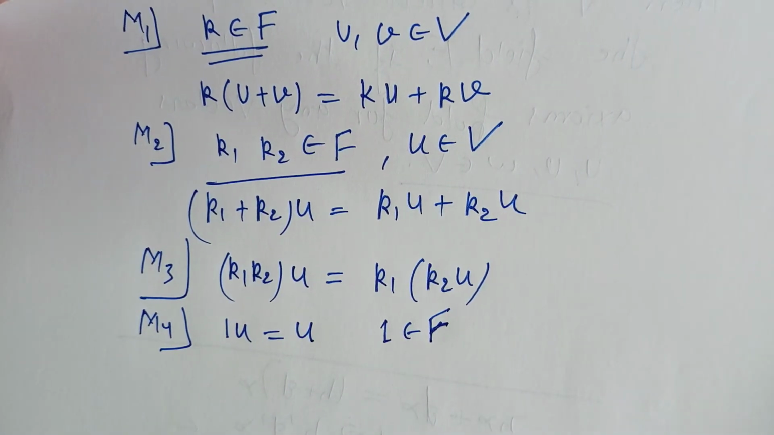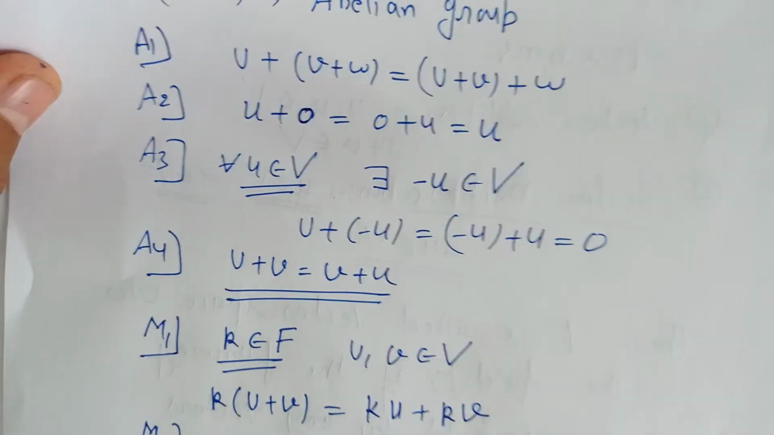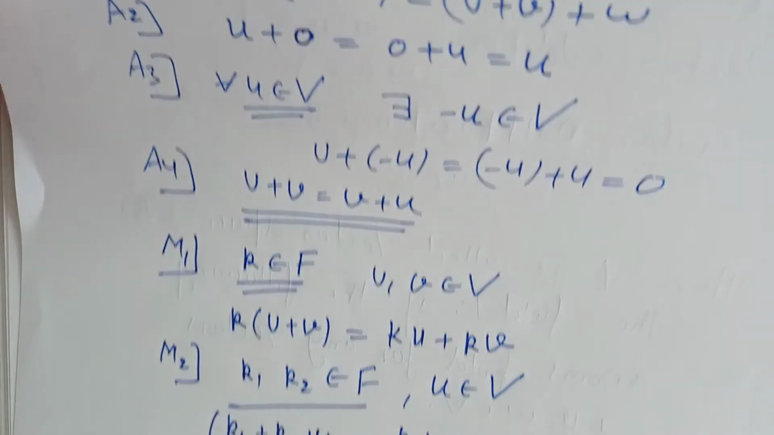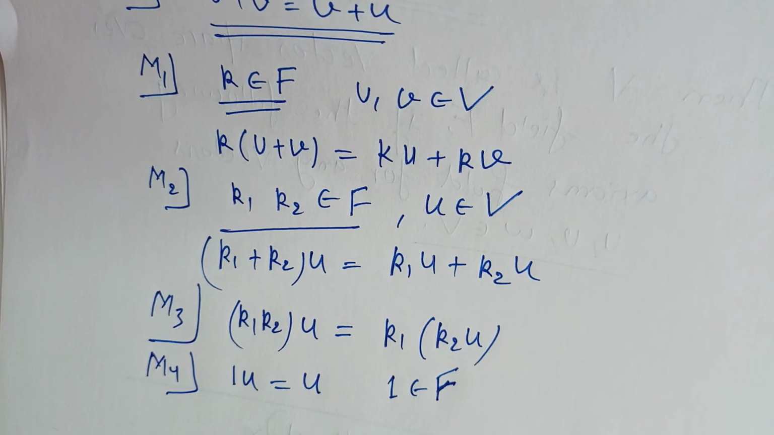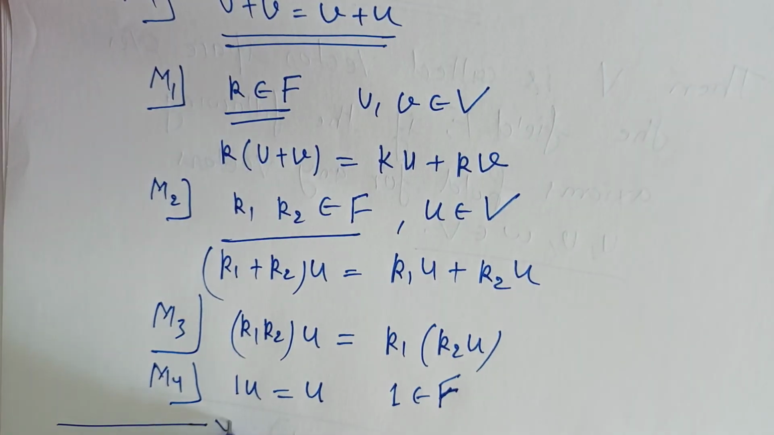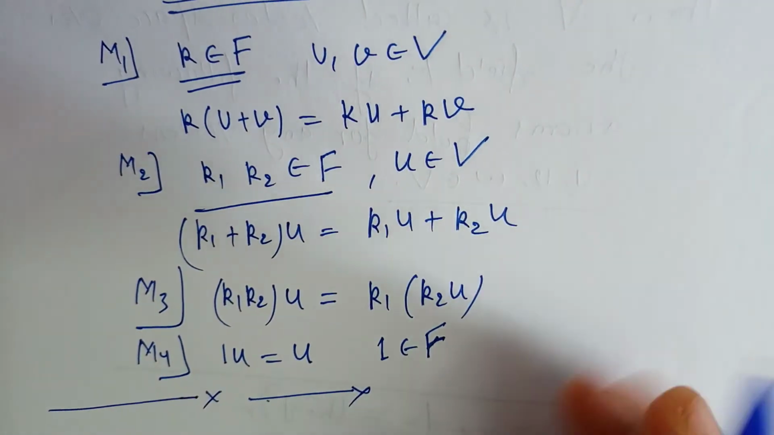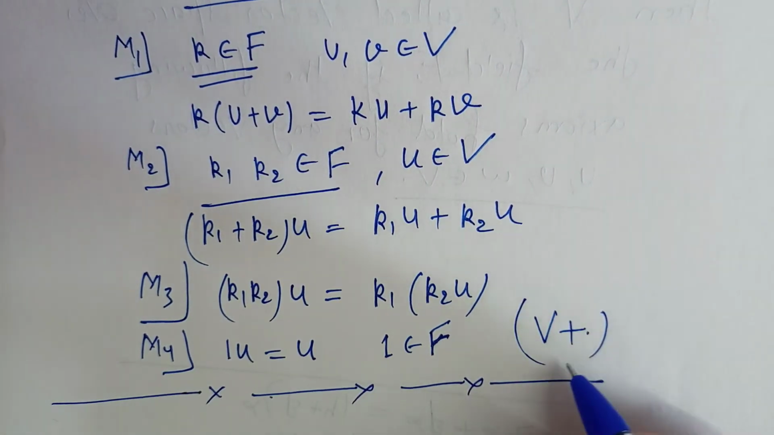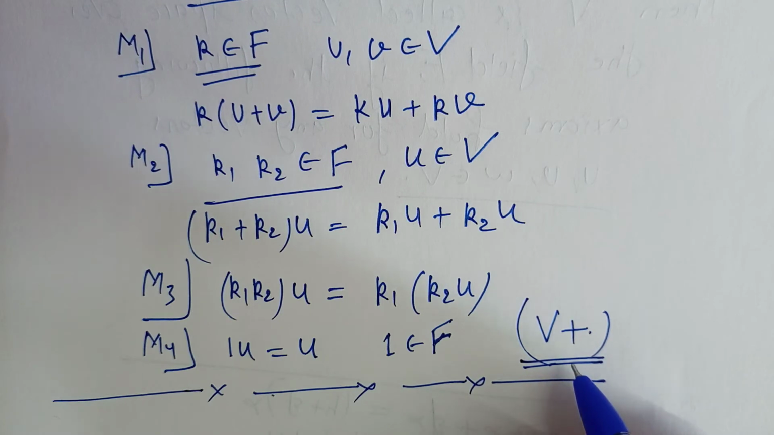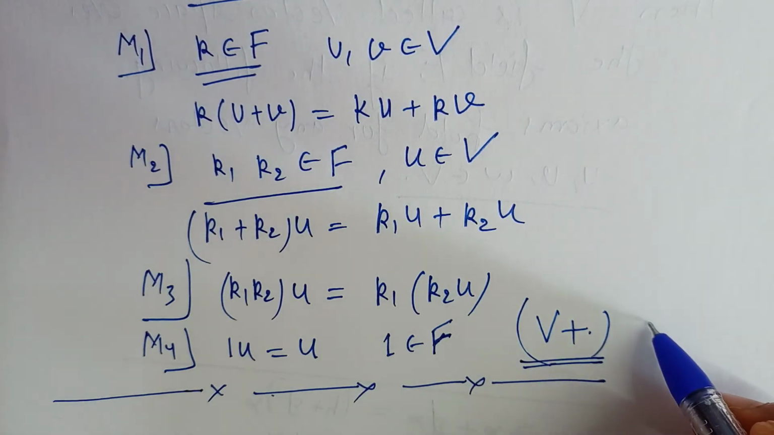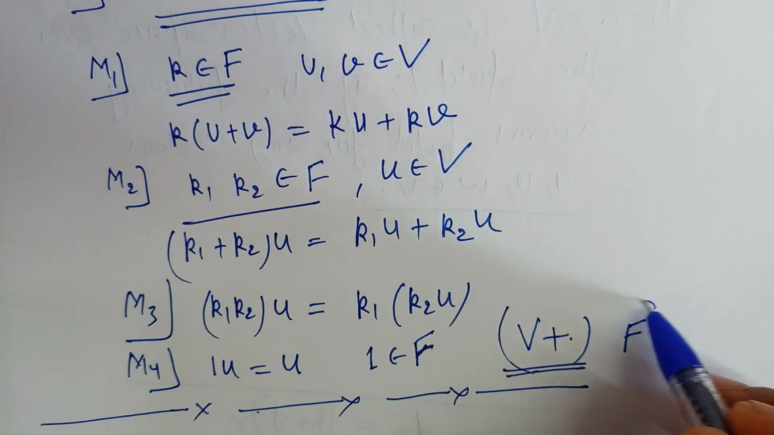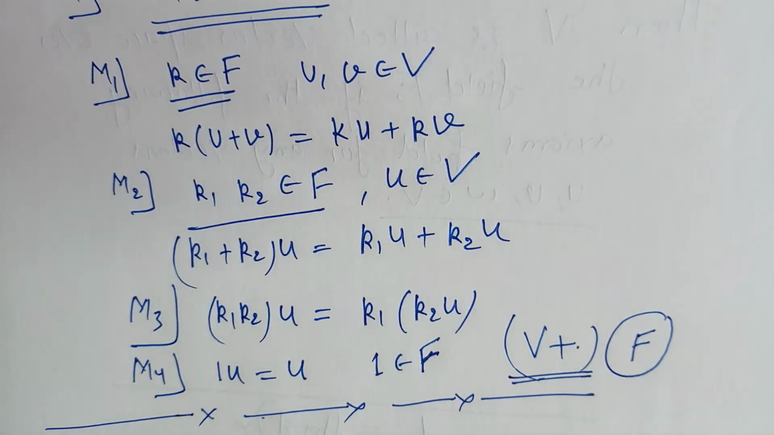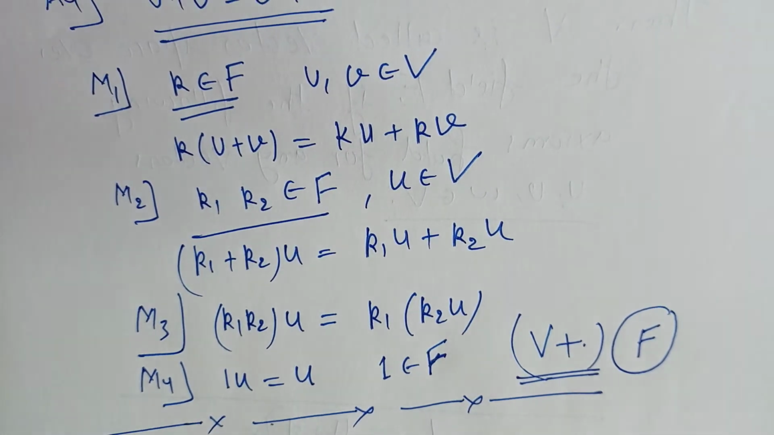So there are 8 properties we have, 4 properties for addition and 4 properties for multiplication. If all the 8 properties are satisfied by your (V, +, ·), then we say V is the vector space over the field F. Here we are taking scalars from the field. Okay, so this is the definition of vector space. Let us see a few examples.